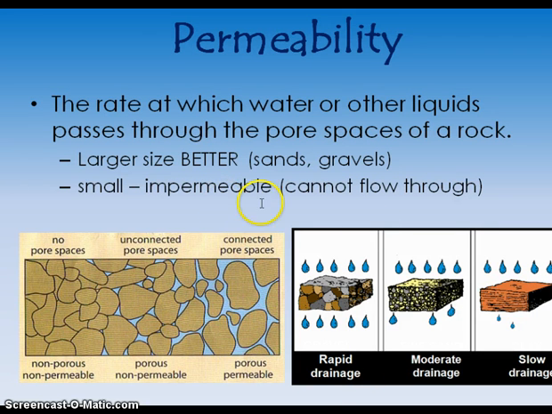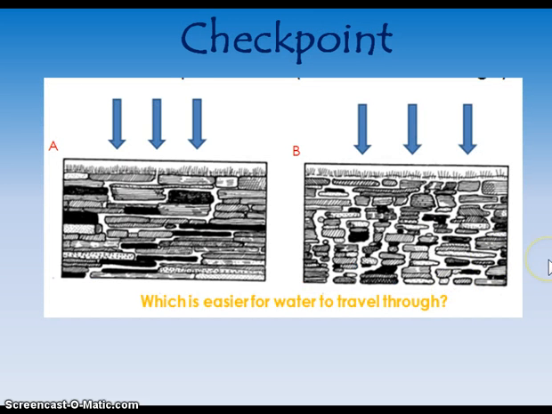The smaller it is, the more impermeable it is, which means water cannot flow through it. The closer it is, the harder it is for water to get through, so it's going to be really slow drainage. So we want to take a look at this checkpoint here.